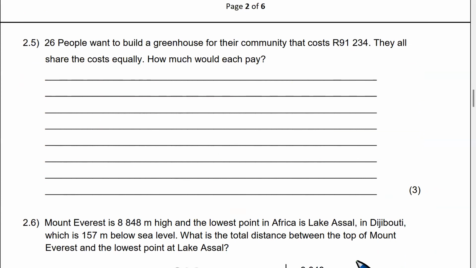26 people want to build a greenhouse for their community that costs 91,234 rand. They all share the costs equally. How much will each pay? What do you think the answer is?